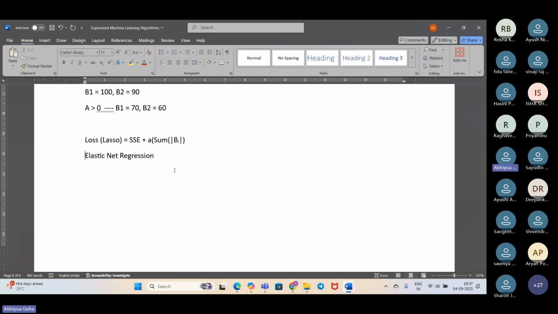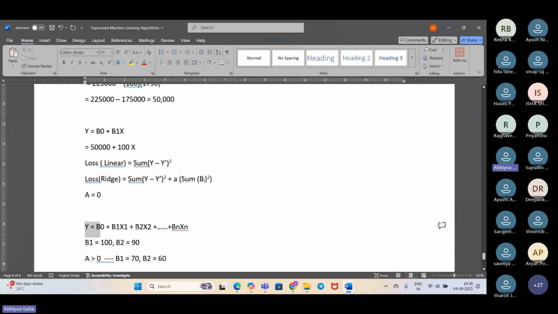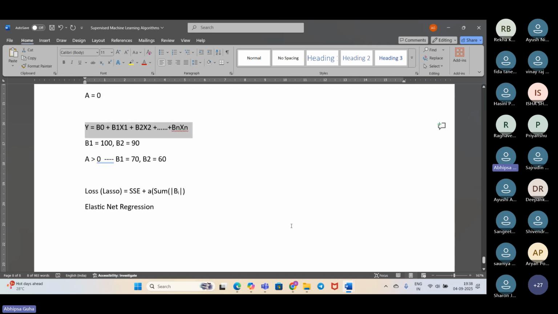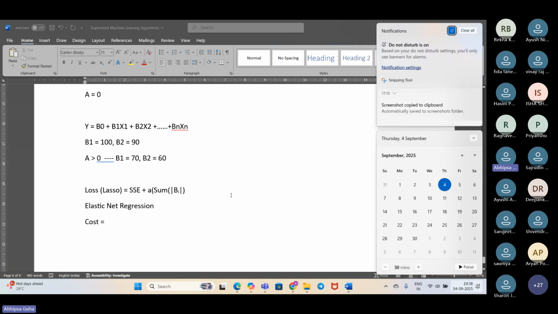This combines the previously understood two models and forms one single model, that is elastic net regression. So the idea is simple. The equation is the same for all of these, for ridge, lasso, and elastic net as well. But the cost function, or the loss, has been changed.